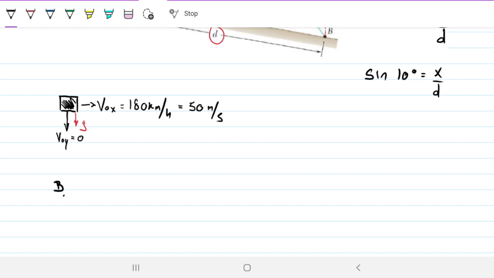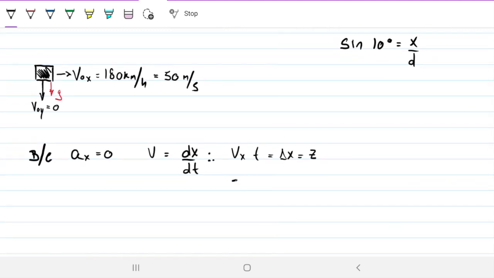Because the acceleration in the x direction is 0, it's nil, then we can just go into velocity being how position changes with time, and therefore my vx times my t will be equal to my delta x, and this delta x is precisely the z that I drew on the triangle. I know this guy is 50 meters per second. I know the time that it has to travel is 6.5 seconds.